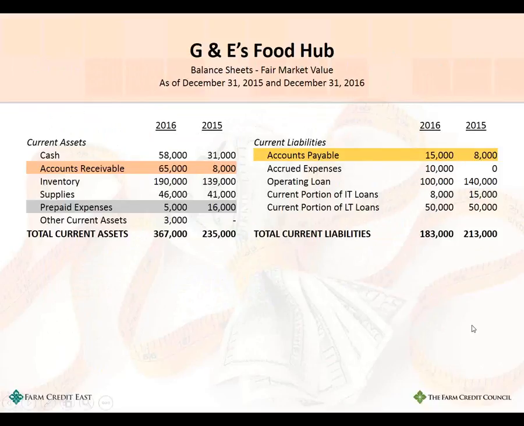All right, so let's go through this example. Accounts receivable, that's the one highlighted in orange.